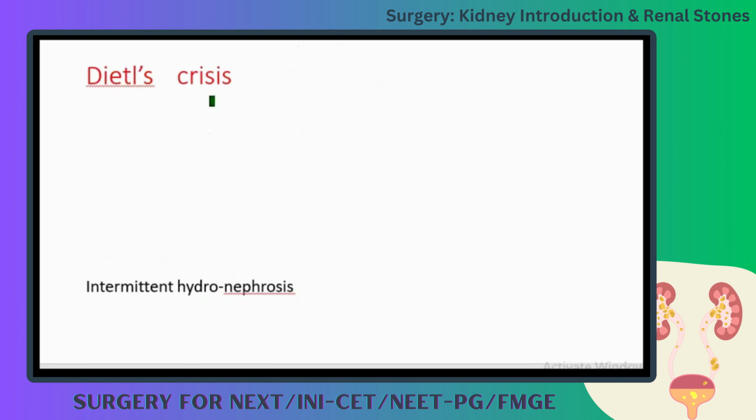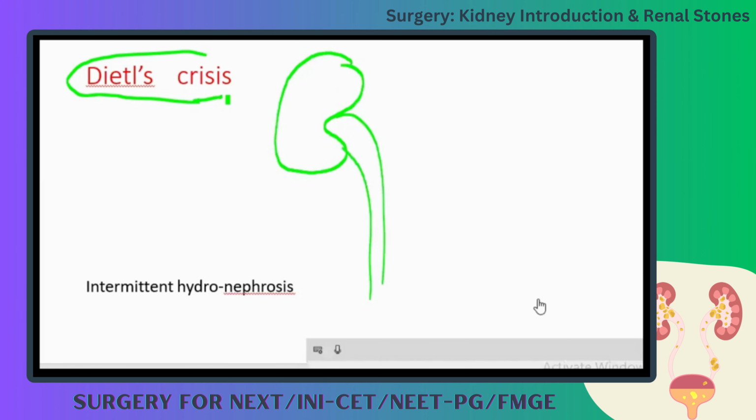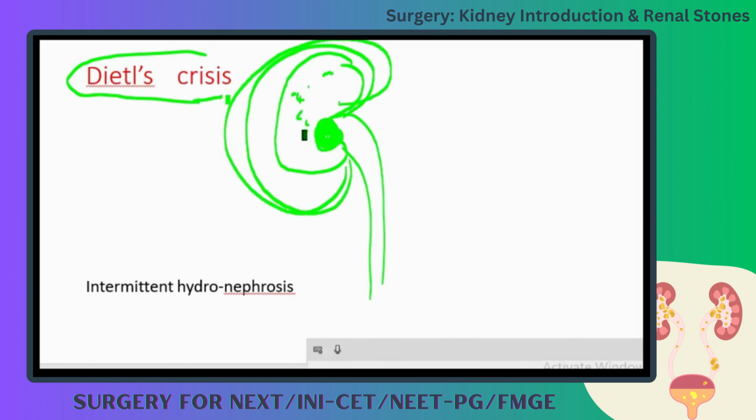Okay. So now we'll learn a concept called Dietl's crisis. Dietl's crisis is nothing but, see here, a stone is lodged here. So there will be obstruction to the urinary flow. The urine will get accumulated here. The kidney will get swollen. What is that? Kidney swelling.